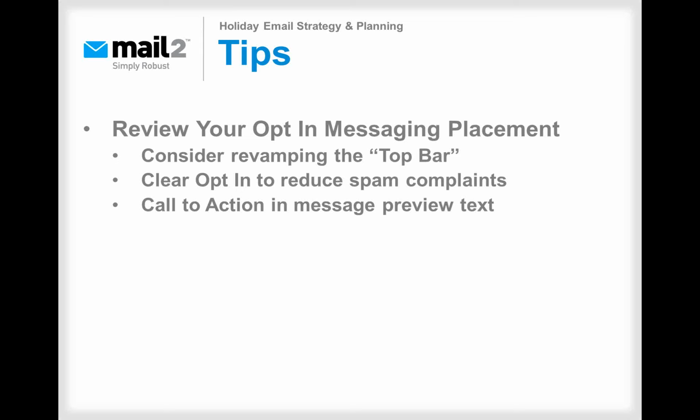That really comes down to making sure that you have clear opt-in messaging in place, and perhaps even a call to action in the top bar of your campaign that provides your messaging in the preview text that pops up. Some of us are on things like Gmail or Outlook, where you get that little pop-up in the lower right-hand corner of your screen, and you can use that snippet of preview text to your advantage. We're going to talk about that in a little more detail.